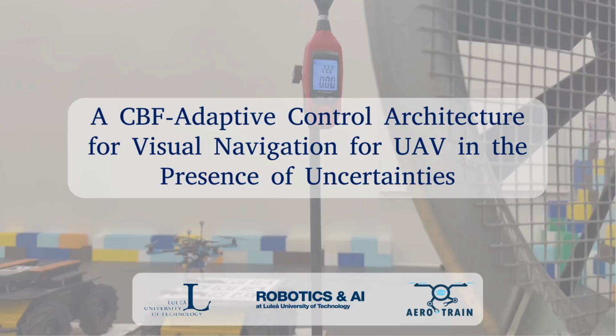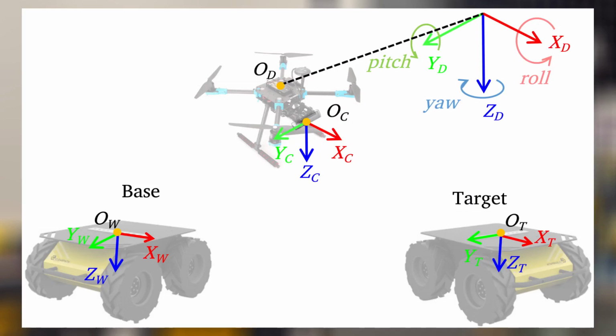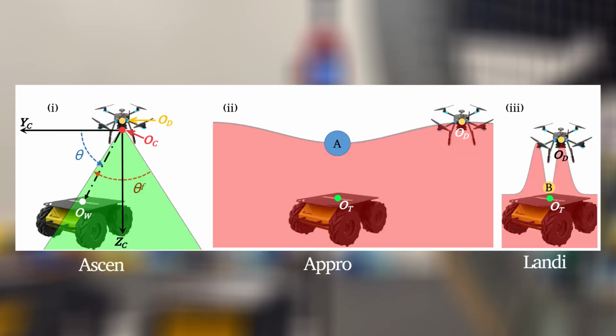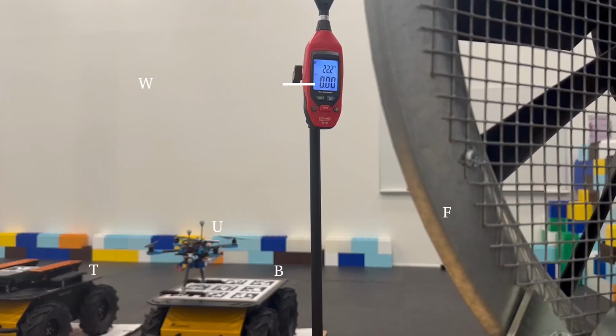In this video, we present a control architecture for visual navigation for a UAV in the presence of uncertainties. We consider the scenario where a quadrotor UAV takes off from a base robot and detects and lands on a target robot, localizing only using the visual features on the base and target. A visual locking constraint is used in the ascending phase, and a switching parameterizable descending constraint is used in the approaching and landing phases. A fan is used to create wind disturbance.